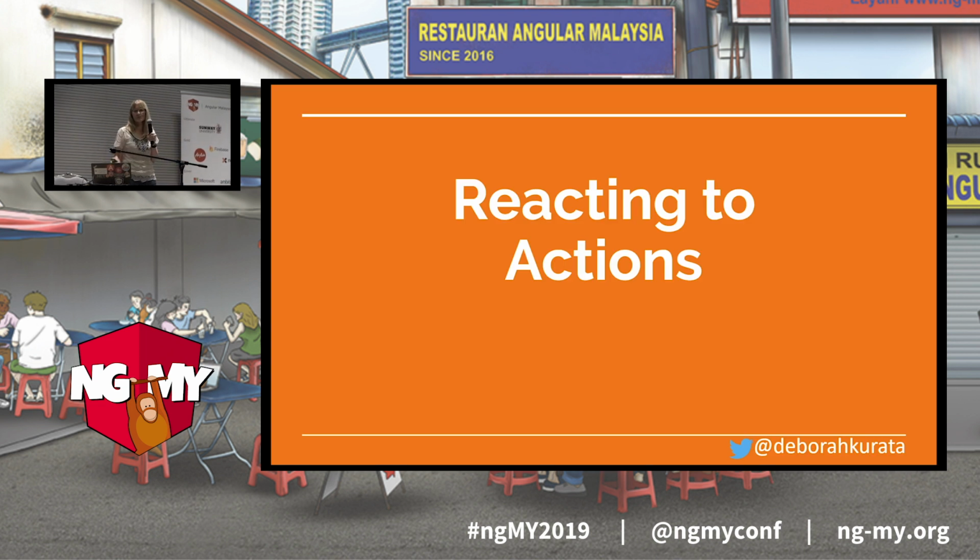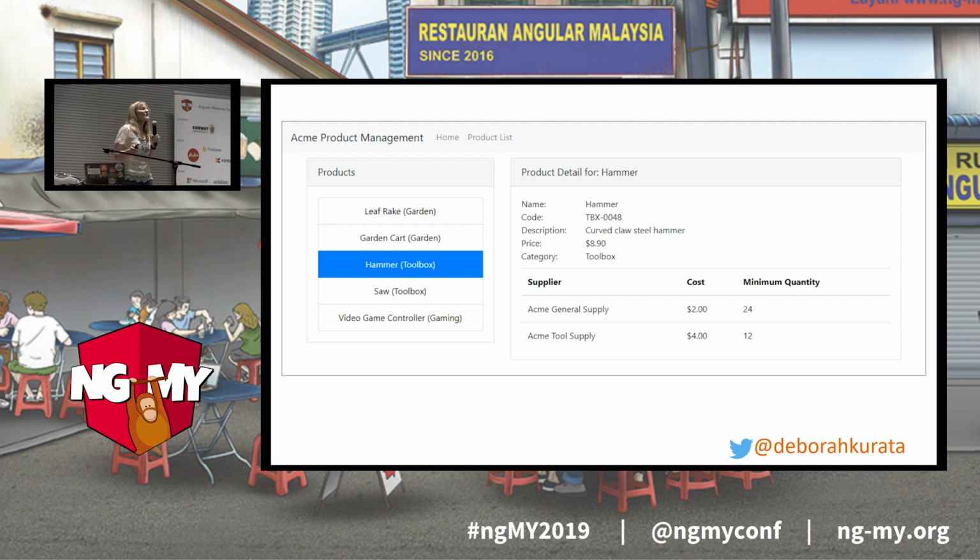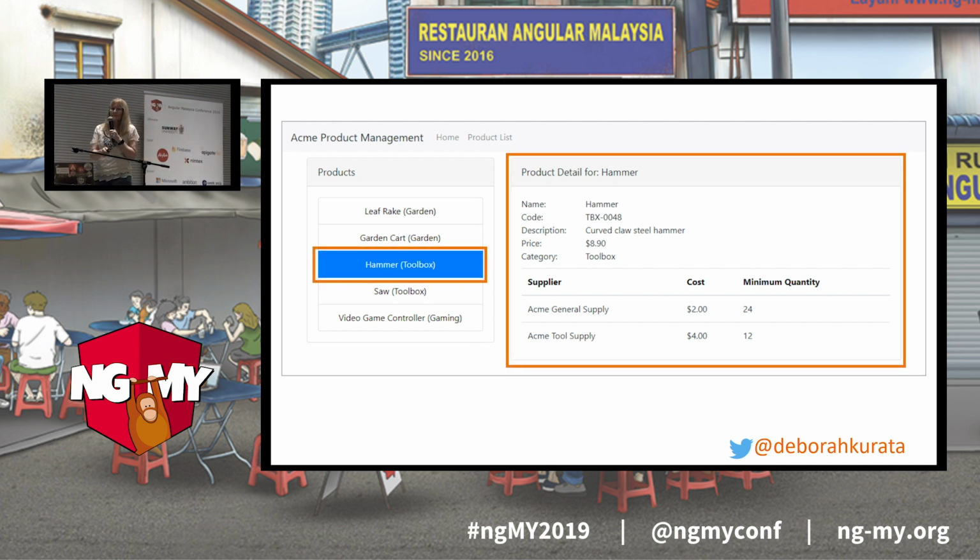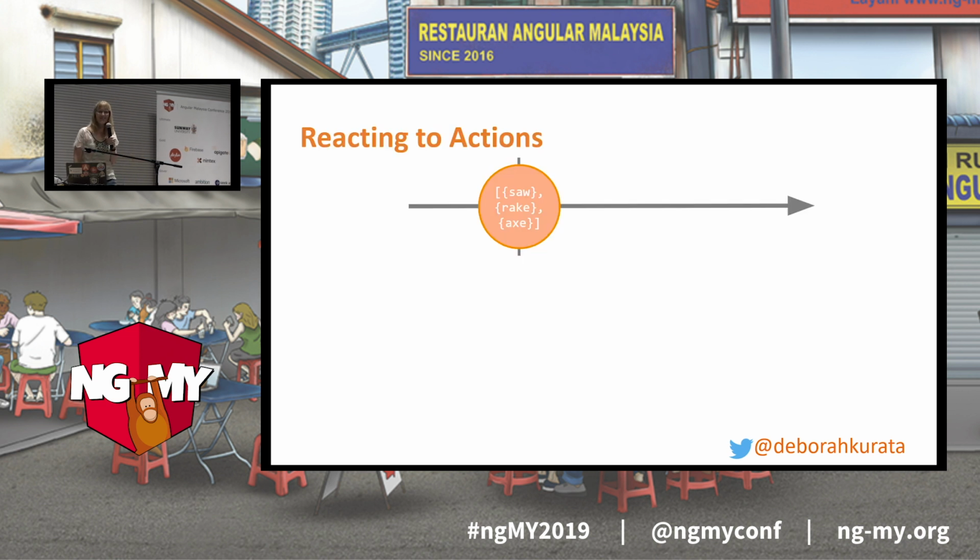Reacting to actions. When the user clicks on something on the left, we want the UI to automatically update to display whatever they picked on the right. Sounds easy enough, right? So how do we do that in our declarative reactive world that we've just created for ourselves? Click, display, there you go.